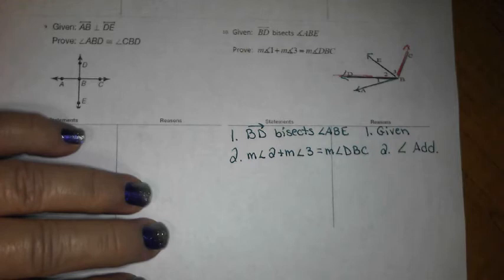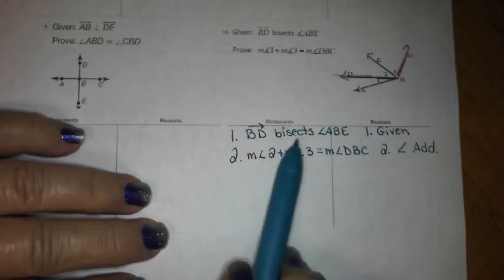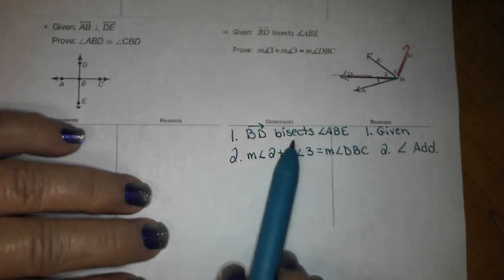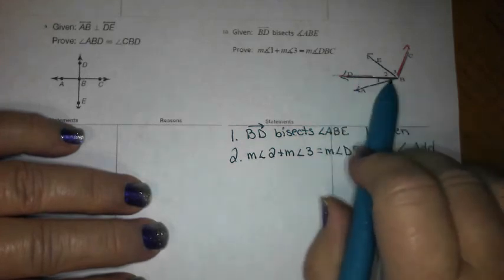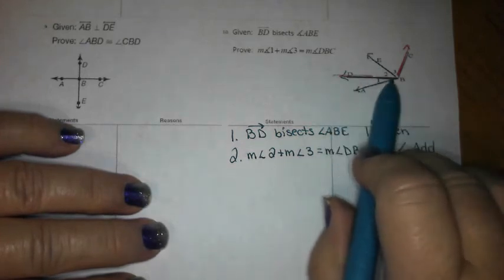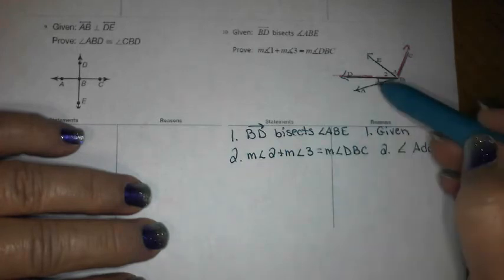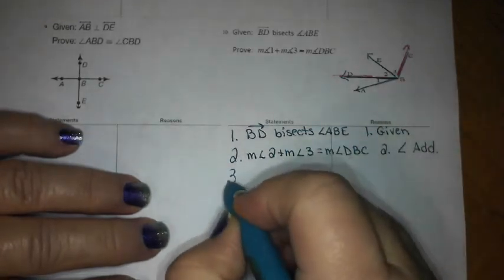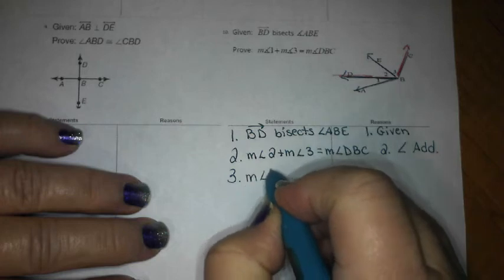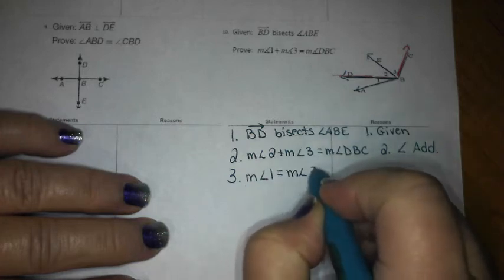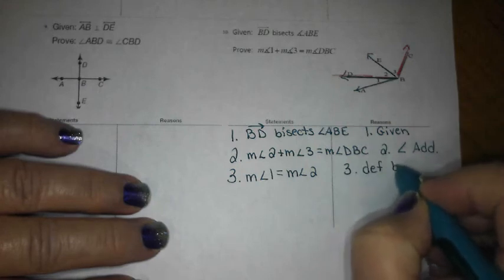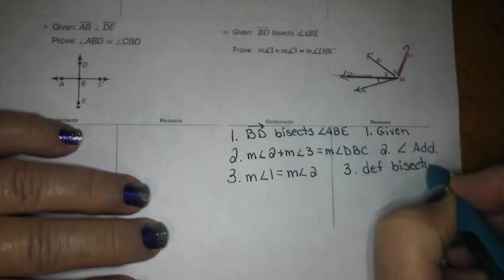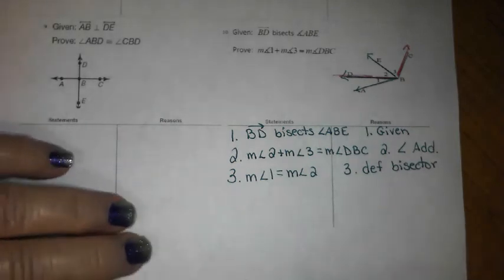Now, let's think about, we haven't dealt with the word bisect yet. Remember what a bisector does? It cuts something into 2 equal parts. So if angle ABE just got cut into 2 equal parts, what are they? Angle 1 and angle 2. So I can say measure of angle 1 equals the measure of angle 2, because that's what a bisector does. The definition of a bisector. So it's really important to know those definitions and properties.